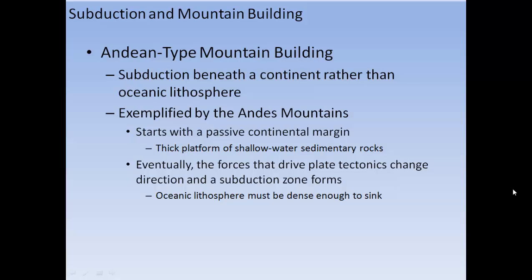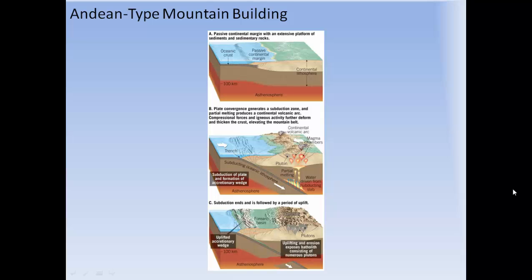Andean-type mountain building is subduction beneath the continent rather than oceanic lithosphere, exemplified by the Andes Mountains. It starts with a passive continental margin, a thick platform of shallow water sedimentary rocks. Eventually, the forces that drive plate tectonics change direction and a subduction zone forms. Oceanic lithosphere must be dense enough to sink. So here with the oceanic trench, it starts to subduct.